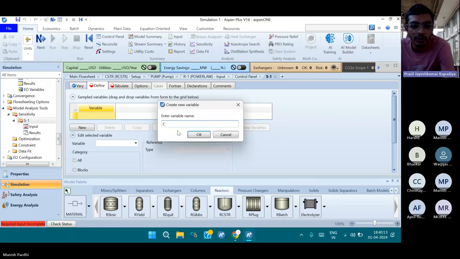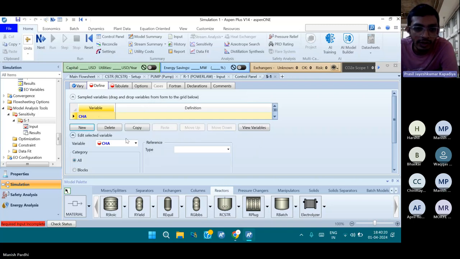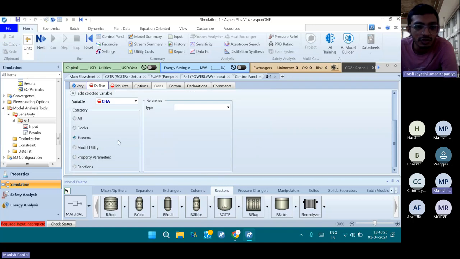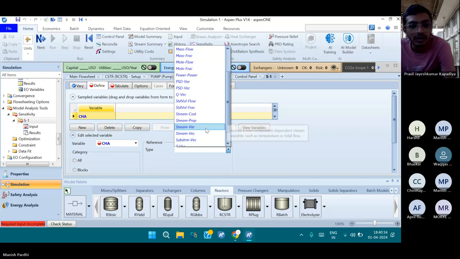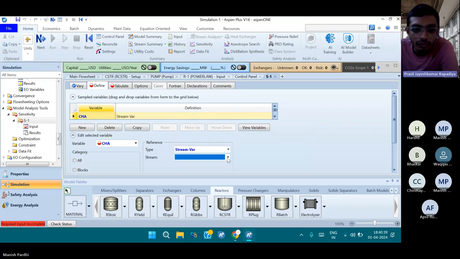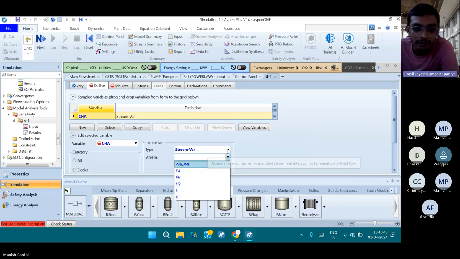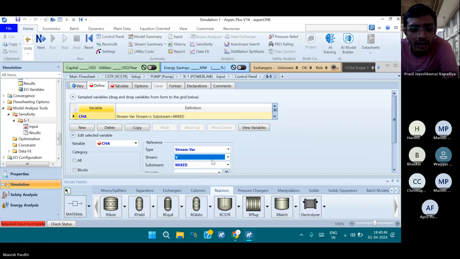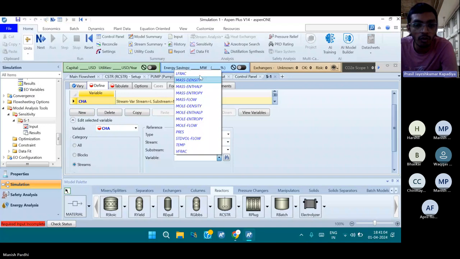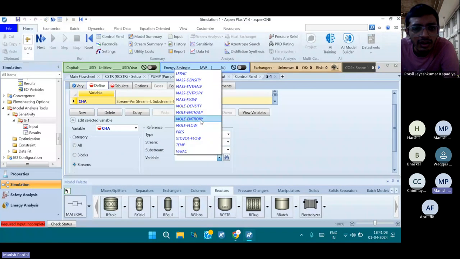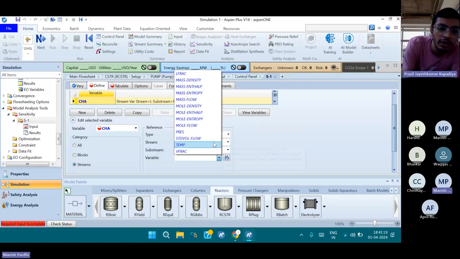Give some name, whatever you want. Then what kind of variable is that? Stream variable, right? So just choose stream. Stream variable, of which stream? Liquid stream. L stream, right? Yes, it's liquid. Substream mixed. Variable. Do it comfortably. L stream. Mole fraction. Wait, your screen is lagging. Just a minute. Now choose which variable, mole fraction. Mole fraction is not there here. Mole flow? No, mole fraction should be there. Okay, I guess from the type only you will have to choose mole fraction.